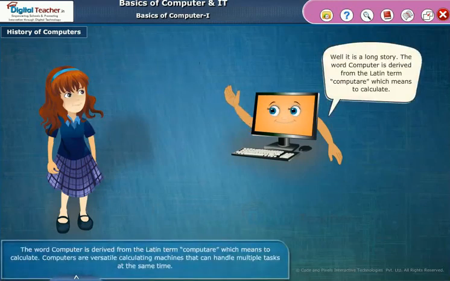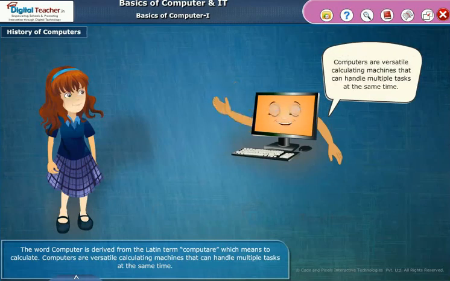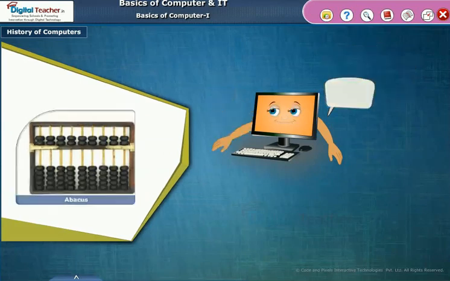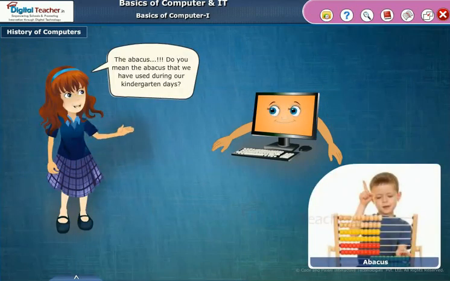Well, it is a long story. The word computer is derived from the Latin term computere, which means to calculate. Computers are versatile calculating machines that can handle multiple tasks at the same time. To know about the history of computers, we have to go back to the days when people used the abacus to calculate complex sums.